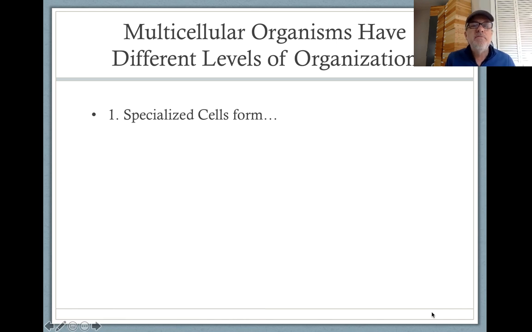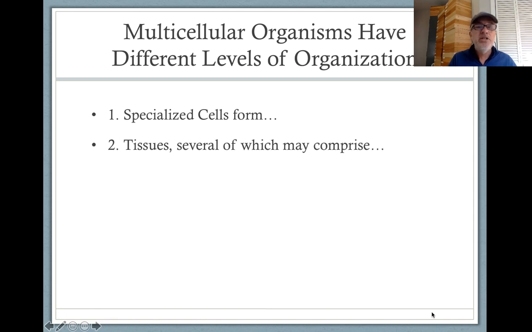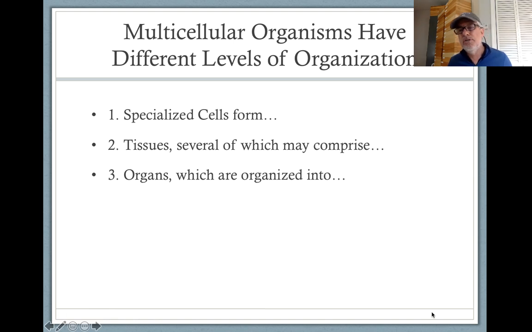Multicellular organisms have different levels of organization. So let's think about this. We have many different specialized cell types, and they get together to form what we call tissues. And then tissues will interact and they will comprise an organ. And then organs are organized into, yes, I think you've got this, organ systems. So this is the way we think of multicellularity.